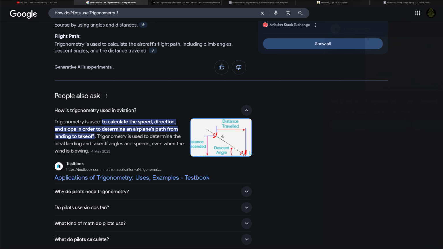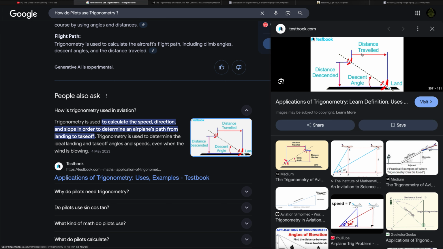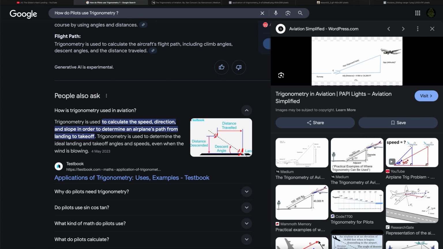Right, so if I click on that: distance travelled, descent angle, land, distance descended. And here you have basically your altitude. That would be top of descent, and that would be what you're dealing with. It's in here. Here's another one, where they're dealing with trigonometry.